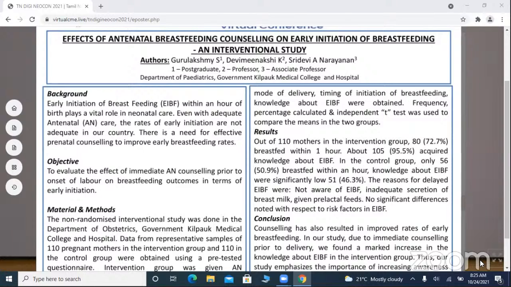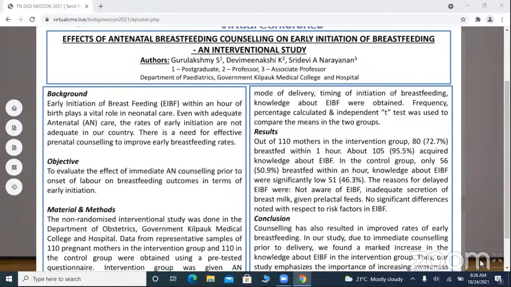After delivery, both the groups were followed up, and the rates of early initiation were taken with a pre-tested questionnaire. In both the groups, we collected information about maternal age, education, morbidity, number of antenatal visits, mode of delivery, timing of initiation of breastfeeding, and knowledge about early initiation of breastfeeding. The frequency and percentage were calculated, and an independent t-test was used to compare the means between these two groups.